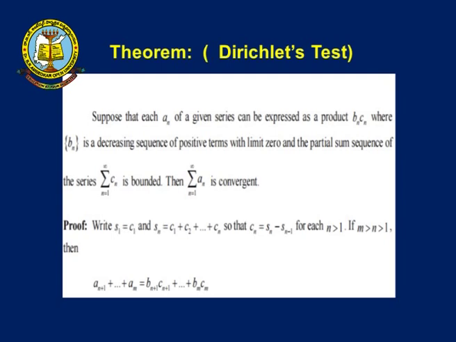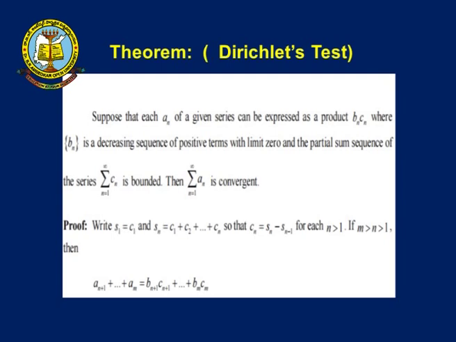Now, in this statement, suppose each an of the given series can be expressed as a product of bn and cn, where bn is a decreasing sequence of positive terms with limit 0, and the partial sums of the sequence sigma n equal to 1 to infinity cn are bounded. The product of bn and cn is equivalent to an. So if sigma cn is bounded, then we can decide that sigma n equal to 1 to infinity an is convergent. This is the statement of the Dirichlet test.